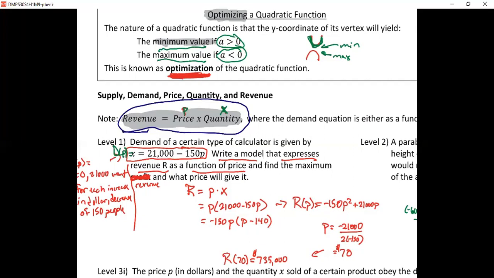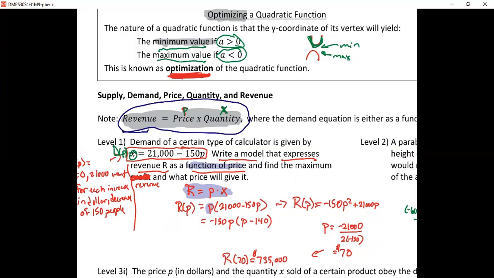To begin, I know I have a demand, which is our quantity. So I'm going to start off with R equals P times X, meaning revenue is price times quantity. We want everything in terms of P, so we want revenue as a function of price. So R of P is going to equal P times 21,000 minus 150P.